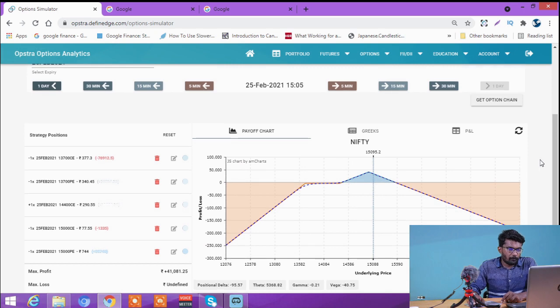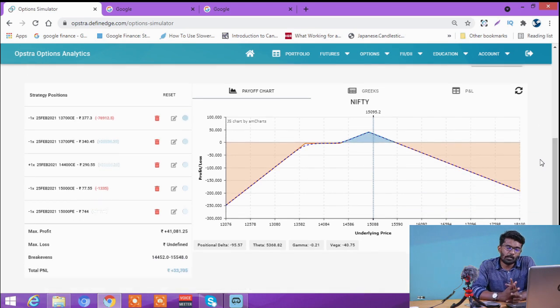At the end of the February series, that is 25th February 2021, the Nifty finished at around 15,000 and this strategy gave us a profit of around 33,700. Had you not adjusted the original straddle, what would the scenario be? You would have been in a big loss.